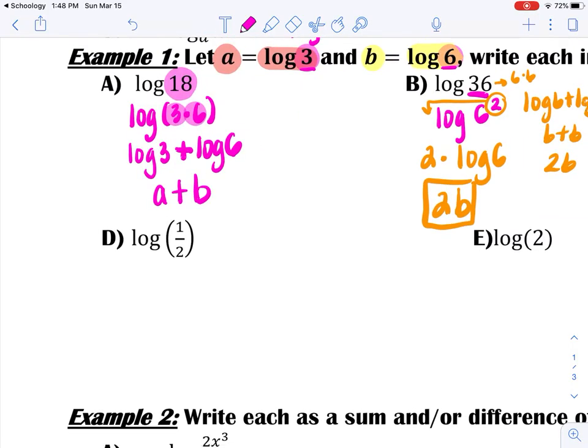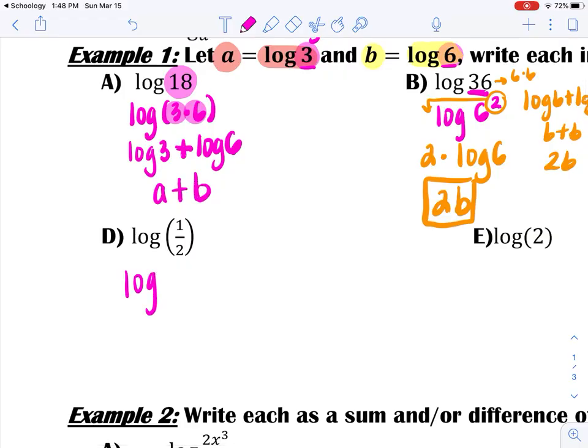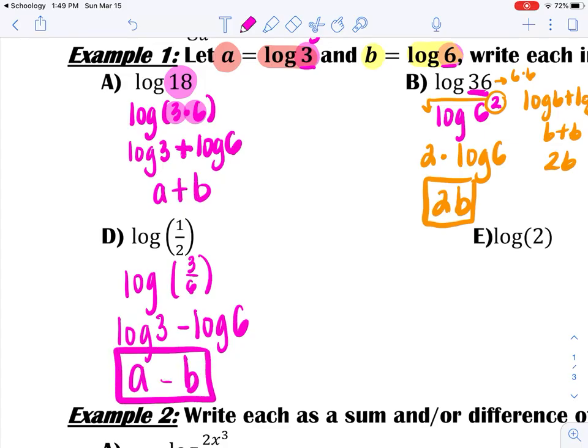All right, once again, using 3 and 6, how can I manipulate that to be a 1/2 using multiplication, division, or exponents? Common log of 3 divided by 6. When I have arguments being divided, I can split this into 2 logs, which the logs are being subtracted. So I have common log of 3, which is a, minus common log of 6, which is b.